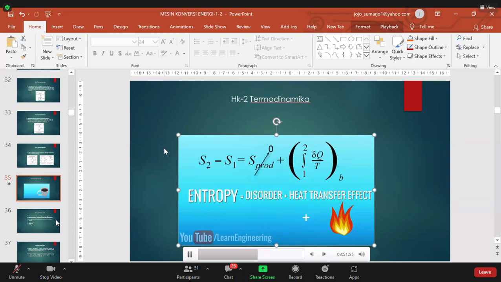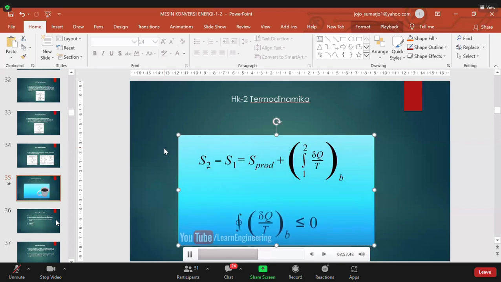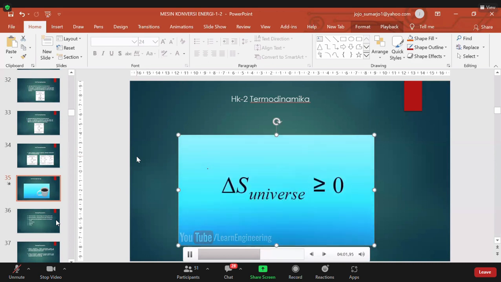If you use this definition of entropy in the Clausius inequality, we can prove mathematically that during a spontaneous process, the entropy of the universe always increases. This is known as the increase in entropy principle. This is a very useful form of the second law. Now let's take a practical case to understand this principle better.